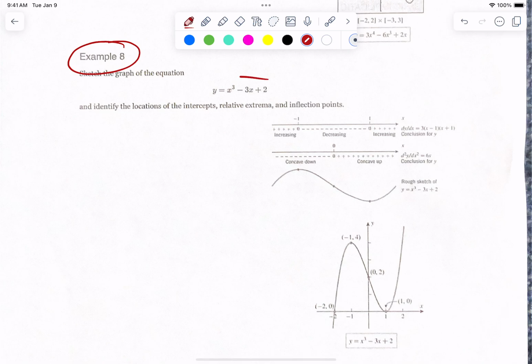Okay? So this is my function. They want us to find the intercepts, relative extrema, and inflection points. We should have started with this one already because this has everything that we need. Okay? So, let's do the derivative.